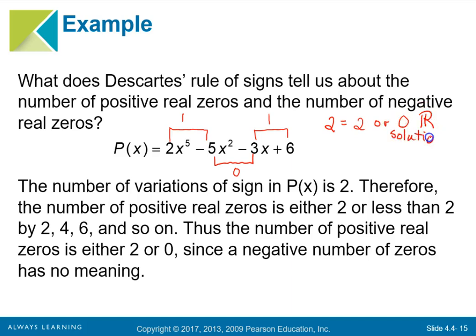All right? Because remember, I have to subtract by an even number. So if I have a 2, I could have either 2 or 0. I can't have anything else. All right, so the number of variations here is 2. So you're either going to have 2 or less than 2. And in this case, the real numbers is 2 or -2, like we just said.